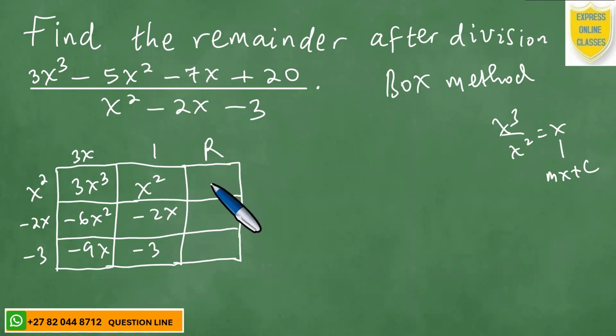And therefore, we must decide what term to put here so that the sum of the minus 9x and the minus 2x with the term here is going to give us minus 7x. So this is minus 9x. Now, this minus 9x and minus 2x will give us minus 11x.